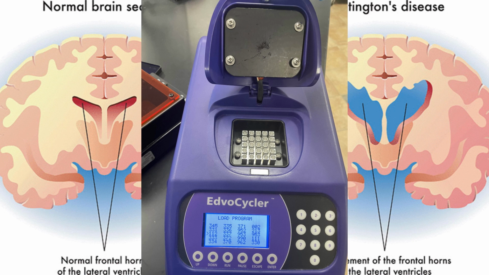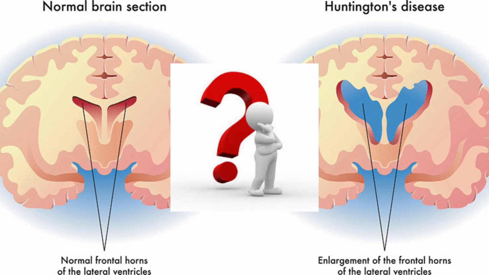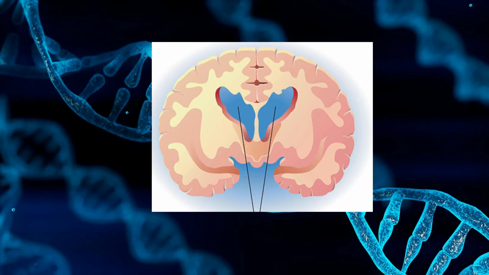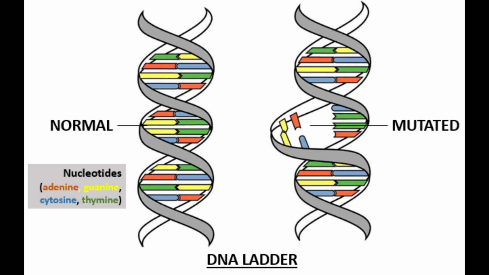Have you ever wondered how scientists detect genetic disorders like Huntington's disease? It all starts with a fascinating process, analyzing our DNA. Huntington's disease is a neurodegenerative condition caused by a mutation in a single gene. But how do we uncover this mutation?